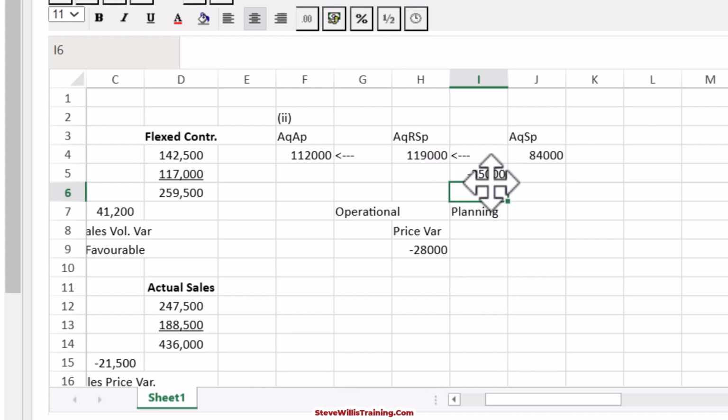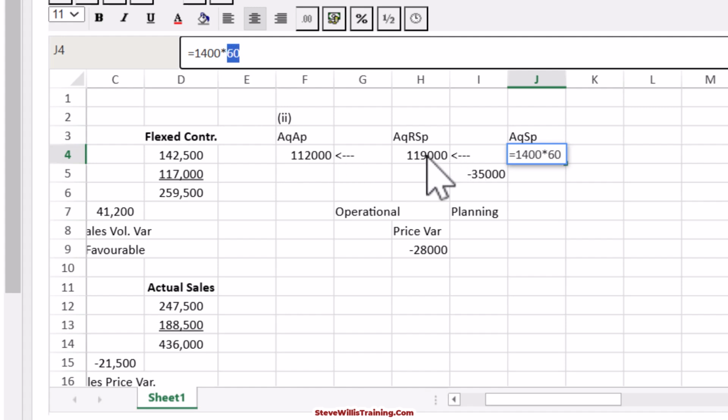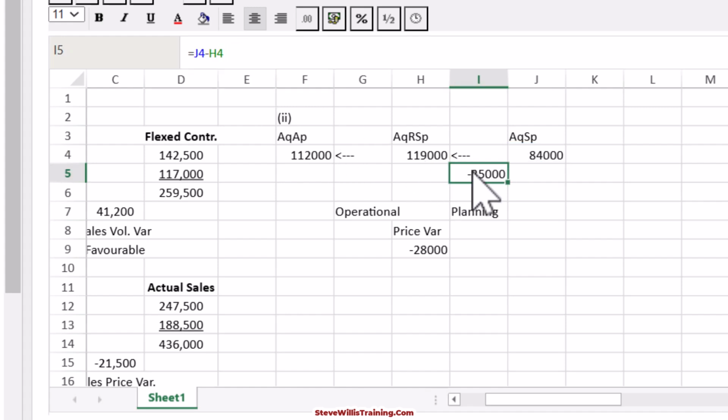For the materials that we used, the budgeted price was 84. The revised standard price was 60, revised 85, right? So the planners were off. That's an adverse variance because that cost is higher. Let's label that adverse. And that negative tells us that it's adverse.